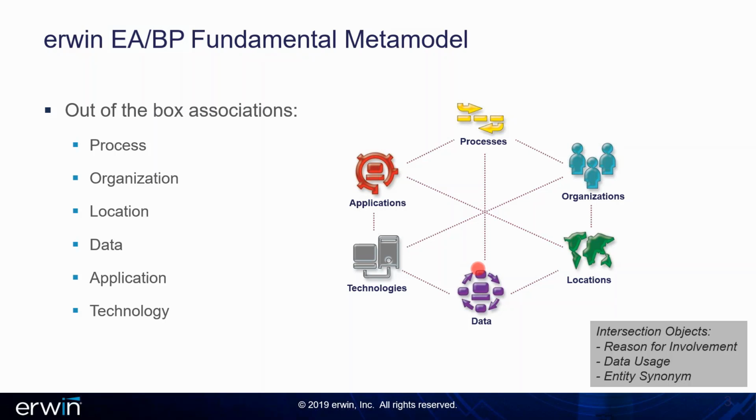You don't really need to know each one by name, but if you ever go in and you modify the association, or if you go to a CRUD matrix and you see, for instance, data usage, you'll know that's the relationship between data and process. Versus reason for involvement is something you'll see all the time, for instance, when you're looking at the swim lane association of a process to an organization. So that's something you will see there.